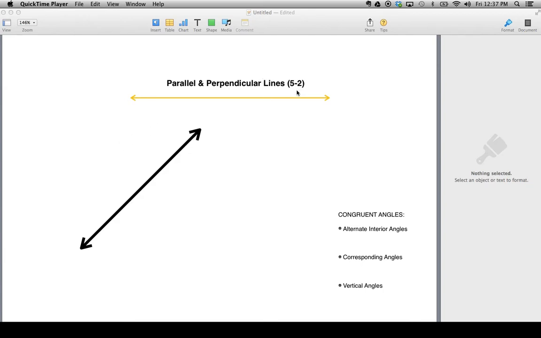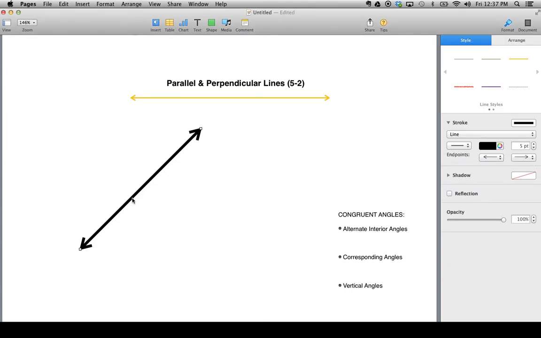This is section 5.2 in your textbook. We're going to start with a line right here. We know it's a line. It's got these two arrows on the end signifying that it's going off in both directions infinitely. And I'm going to take this line and add another line to it. I'm going to place this one right over here. And now we have a situation. We're talking about this line and this line, and these lines are considered parallel.